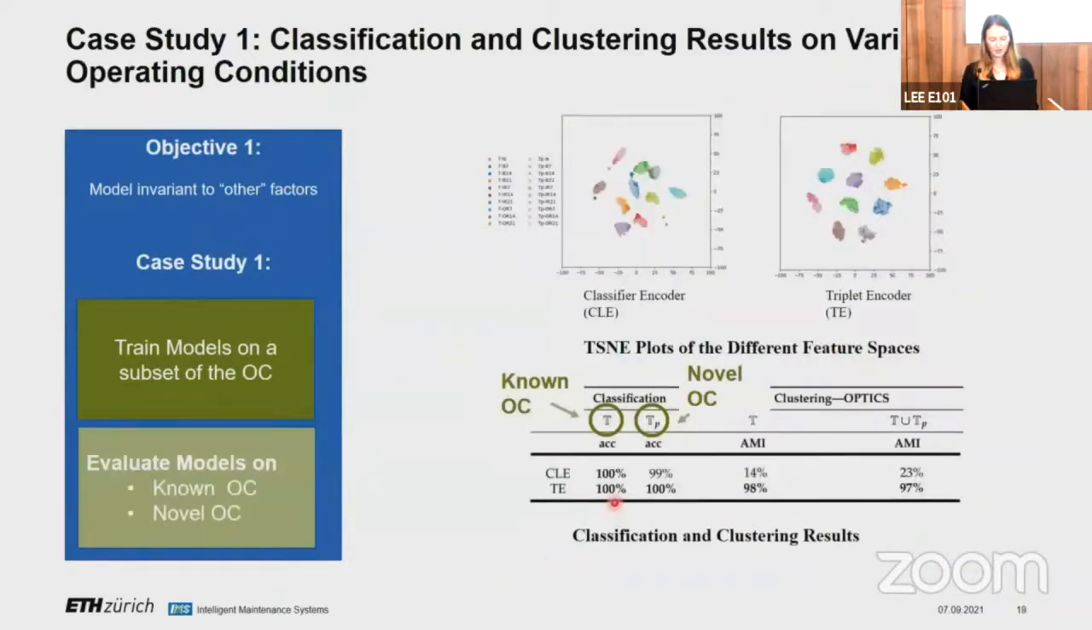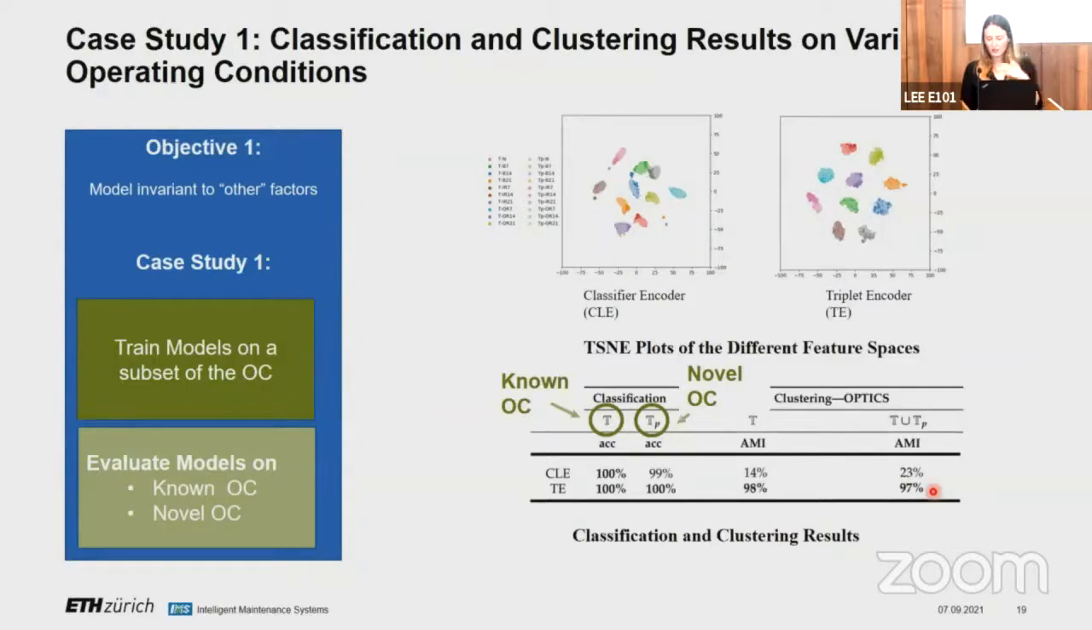So we always show the results on the known operating condition as well as the novel ones. And for the clustering, we cluster it on all data and then report the result on the known operating condition and the known and the novel ones. We can see that the triplet encoder performs quite well in both tasks, actually.